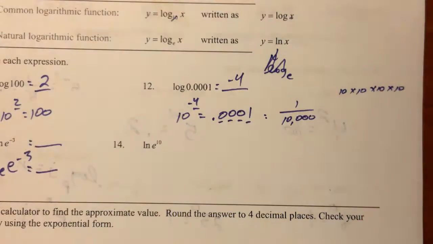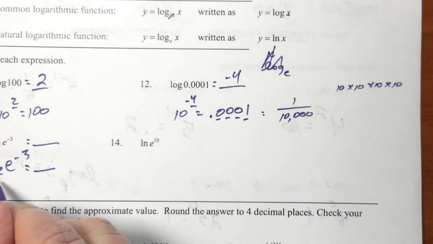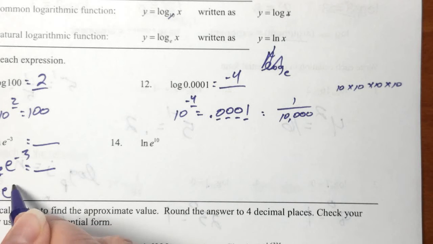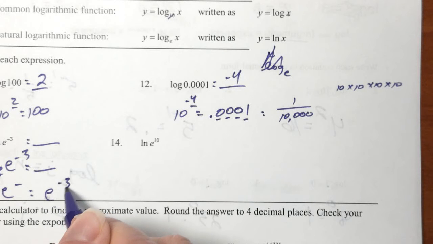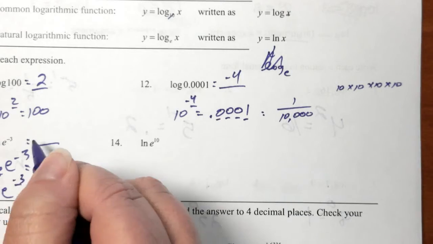Well, if I think about it from rewriting as an exponential, this base right here, this base of the exponent, is the base of the log, so e to the something has to equal the argument, and my argument is e to the negative 3. So what would go in that spot? Oh, it must be a negative 3.